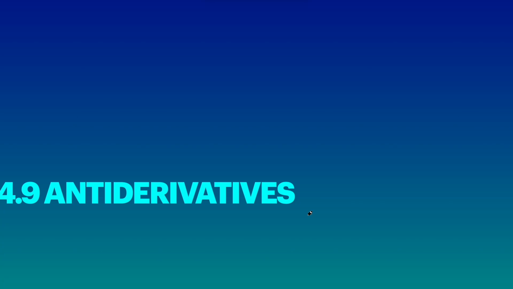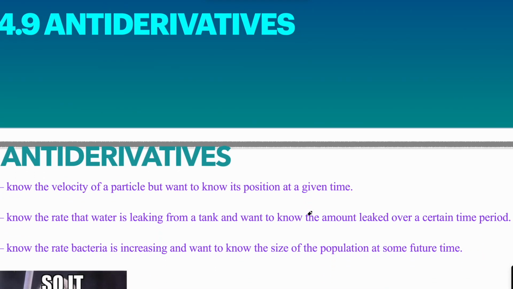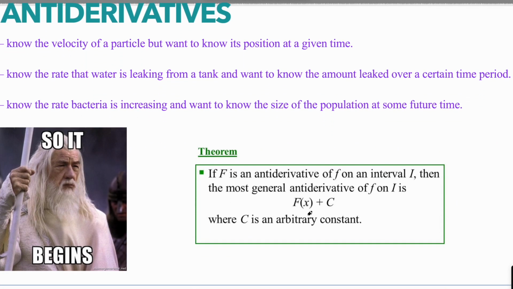In this video, we are going to learn about antiderivatives and how to find them. For example, you would use this in a situation where you have the velocity of a particle, but you actually want to know its original position at a certain time.